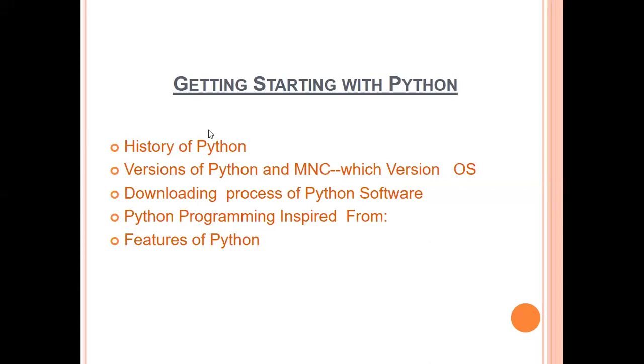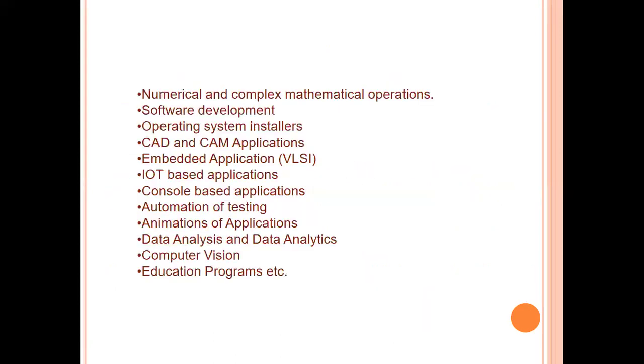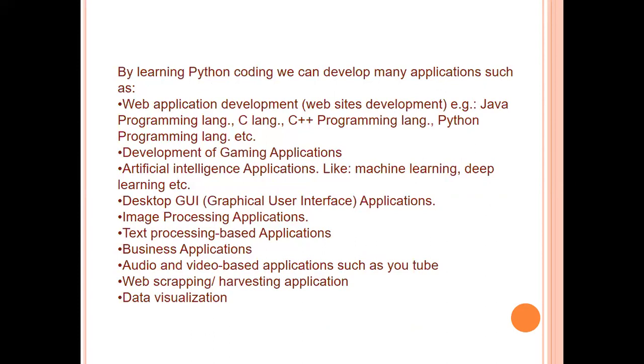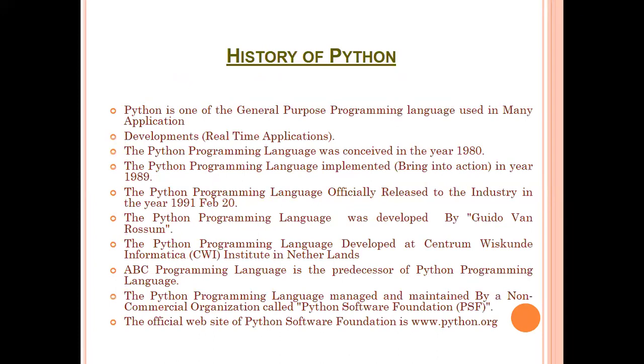Okay, let's start with the history of Python. Now, when we are talking about the history of Python, Python is what? It is a general purpose programming language which is used in many applications. I have shown you where we can use this: website development, artificial intelligence, desktop GUI, audio video applications, data analysis, data analytics. So it is a general purpose language which is helpful in application development of real-time applications.